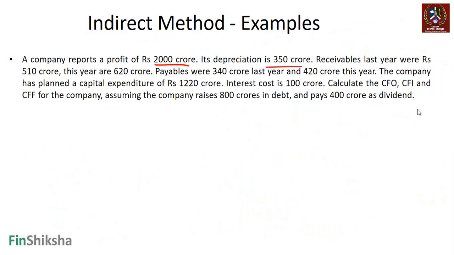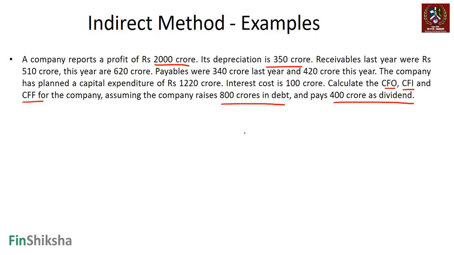Payables were 340 last year, 420 this year. Company has planned a capital expenditure of 1220 crore. Interest cost is 100 crore. Calculate the CFO, CFI, and CFF, cash flow from operations, investing and financing, for the company, assuming that the company raises 800 crore in debt and pays 400 crore as dividend, right?